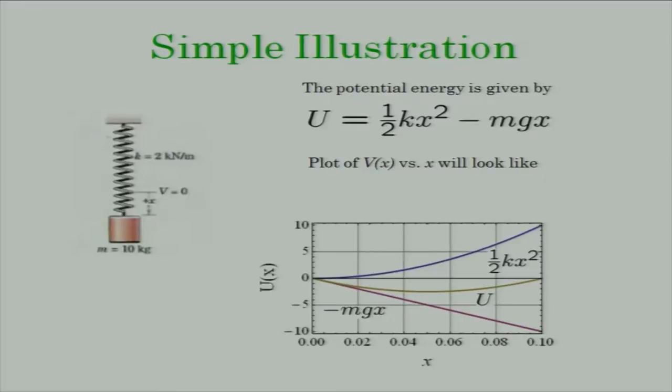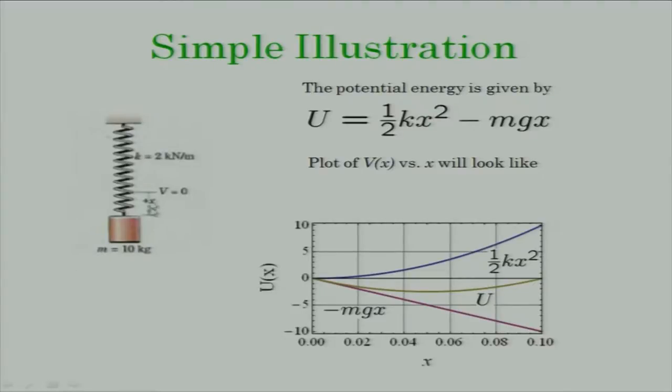Okay, a simple illustration now. Suppose we have a spring which is at rest here, a spring where it is unstretched is at this location. To the end of the spring, we put a mass. And what we are asking is, what is the total potential energy of this system? It's a simple question we ask.